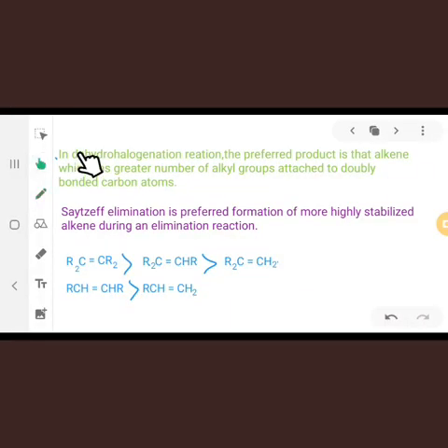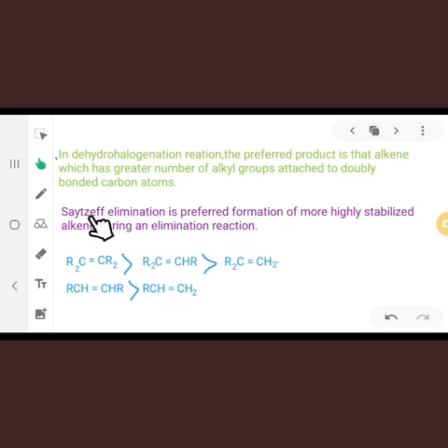So see this, same thing is written over here. In dehydrohalogenation reaction, the preferred product is that alkene which has a greater number of alkyl groups. Okay, meaning methyl group, ethyl group, any group attached to doubly bonded carbon atoms. Those are the 2 carbon atoms which are doubly bonded. On those carbon atoms, if the number of alkyl groups is greater, then that alkene is considered the preferred product or stable major product. Okay, so Saytzeff elimination is the preferred formation of the more highly stabilized alkene during an elimination reaction.